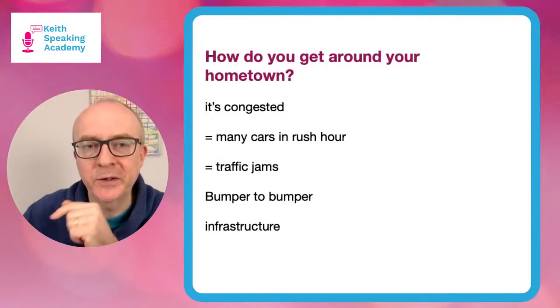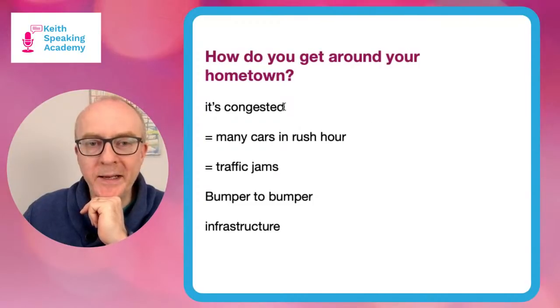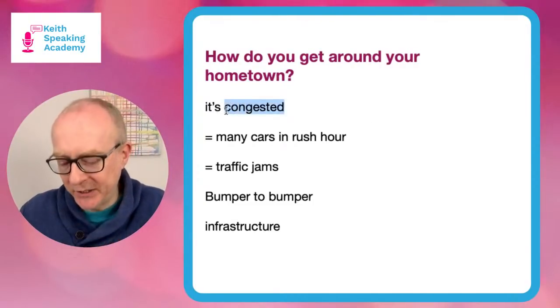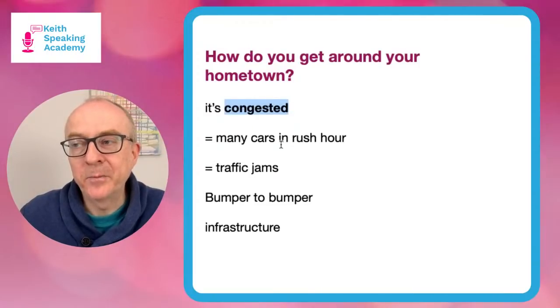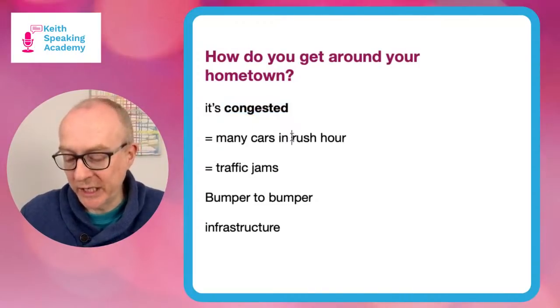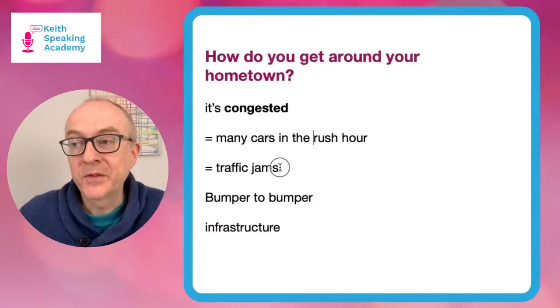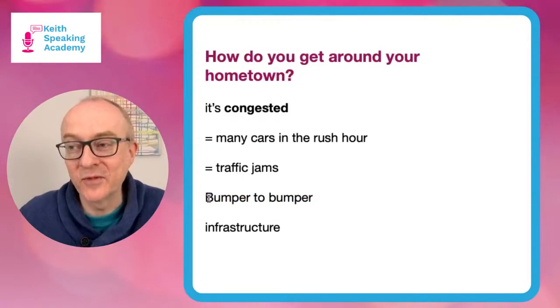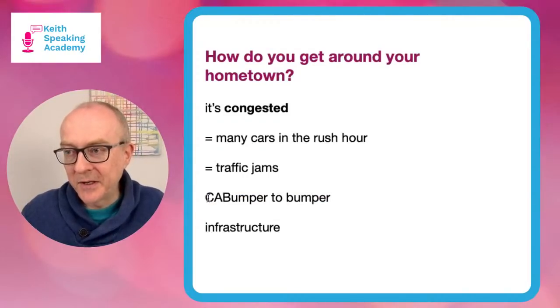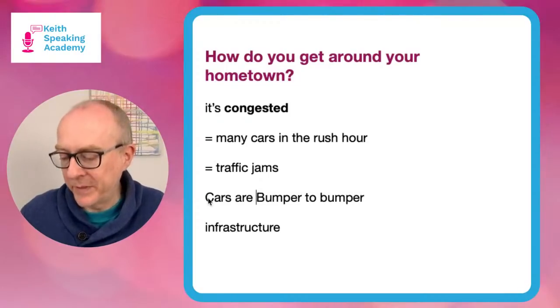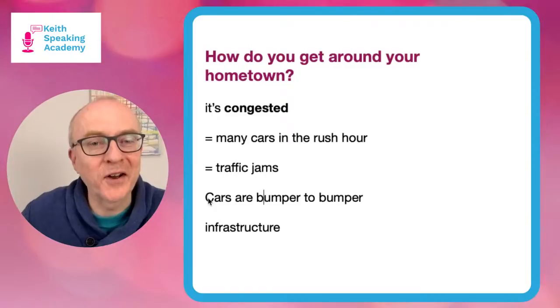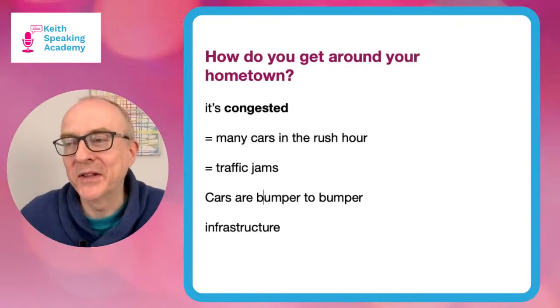Right, fantastic. I'm going to share very briefly with the students here some of the things that you've said. I'm just going to switch out of our two-way thing. So just to point out for everybody here, when Fiona said it's congested, it means there are many cars in the rush hour. The rush hour is the time when people go to work or leave work. So congested is similar to traffic jams. Bumper to bumper is also what Fiona said, which is a really nice expression, right? The cars are bumper to bumper. The bumper is the edge of the car, the very front or the very back of the car.